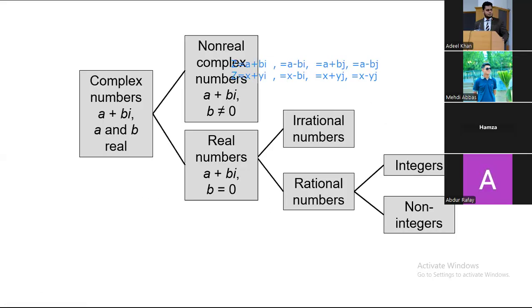We are further moving towards the irrational numbers and the rational numbers. The real numbers are divided into two parts, and here you can see the rational numbers are also divided into two parts, that is, integers and the non-integer numbers.